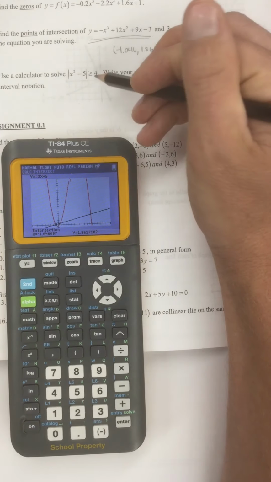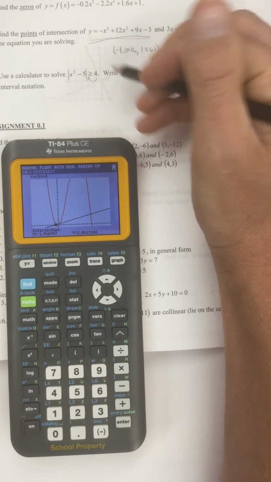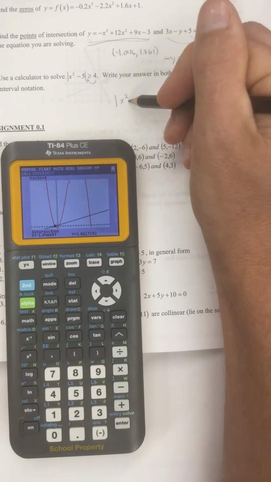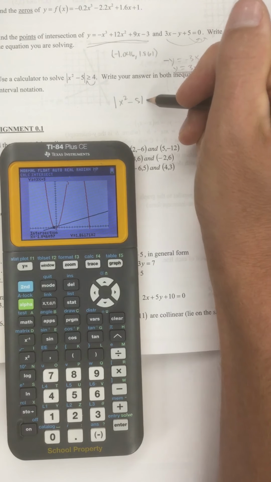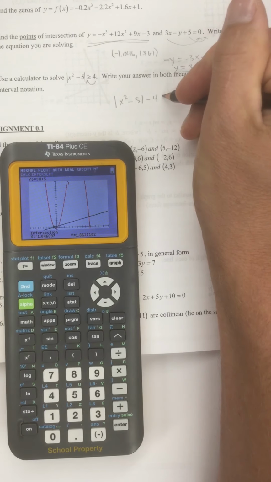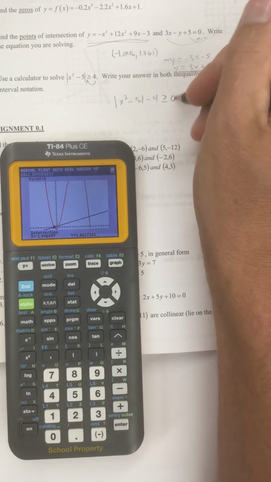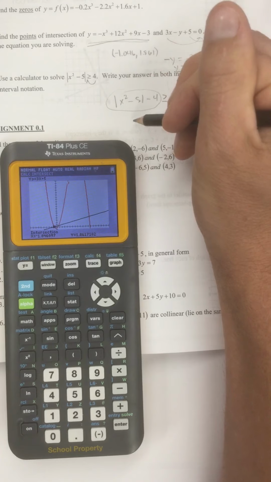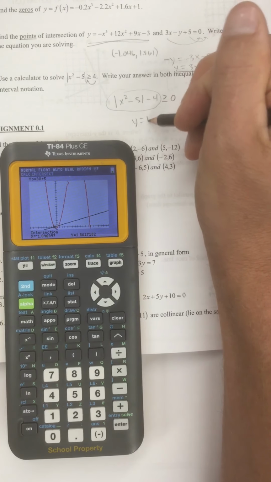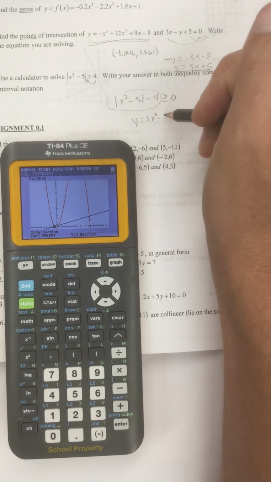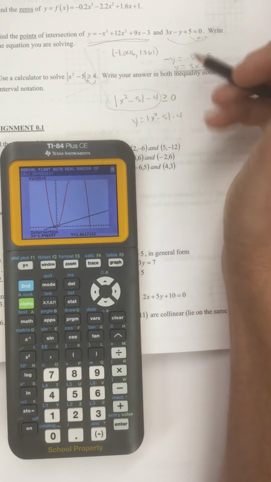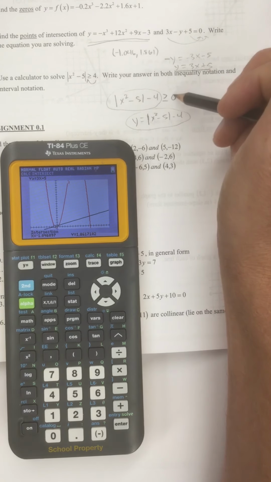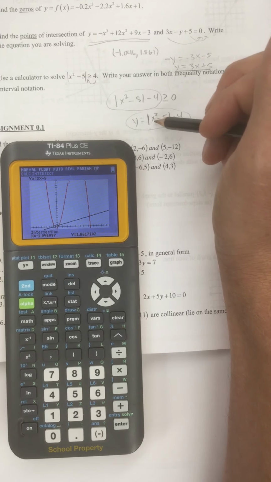What we're going to do is we're going to take that 4 and move it over. So we're going to have the absolute value of x squared minus 5, minus 4. Make sure the minus 4 is still on the outside of the absolute value, is greater than or equal to 0. And then we're going to take this part and graph it in our calculator. So we're going to graph y equals the absolute value of x squared minus 5, minus 4. What we want to find out is when is this graph greater than 0? And I'm only looking at the x coordinates, right?